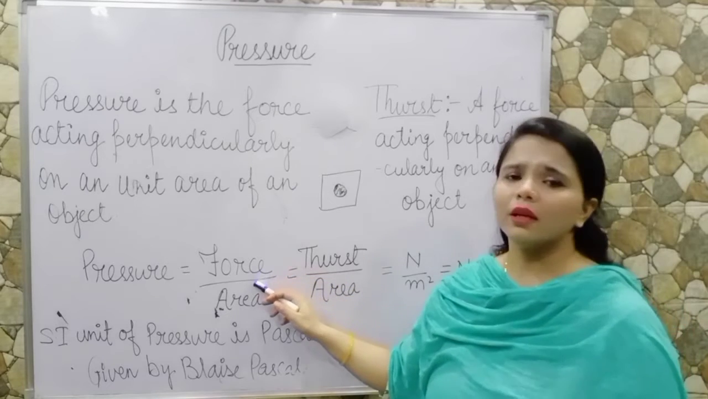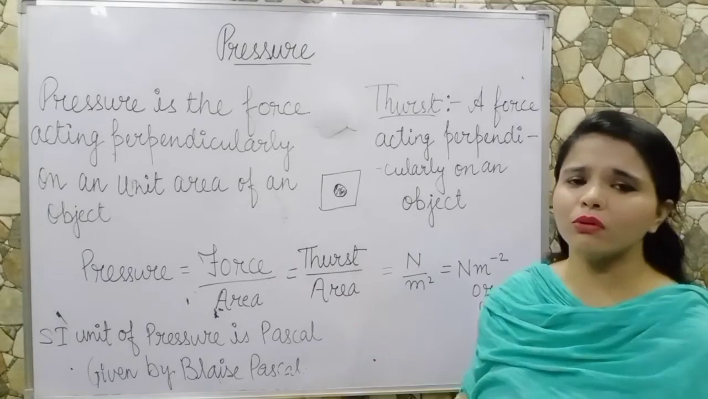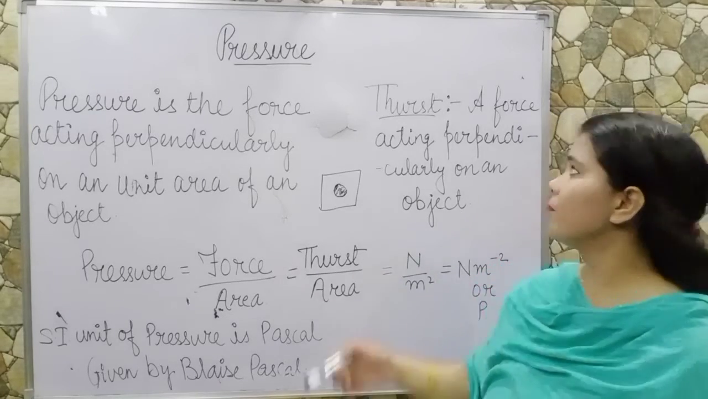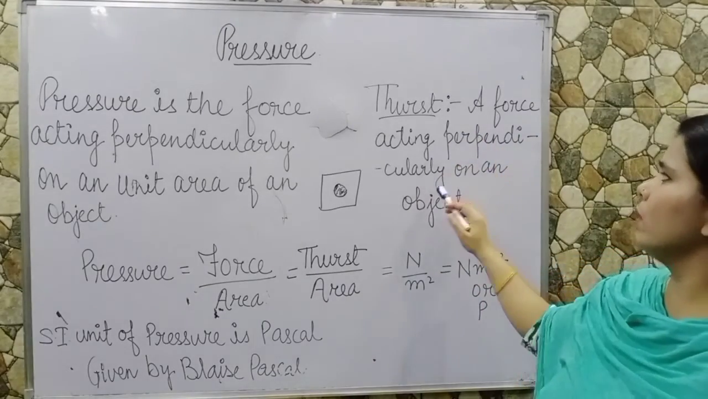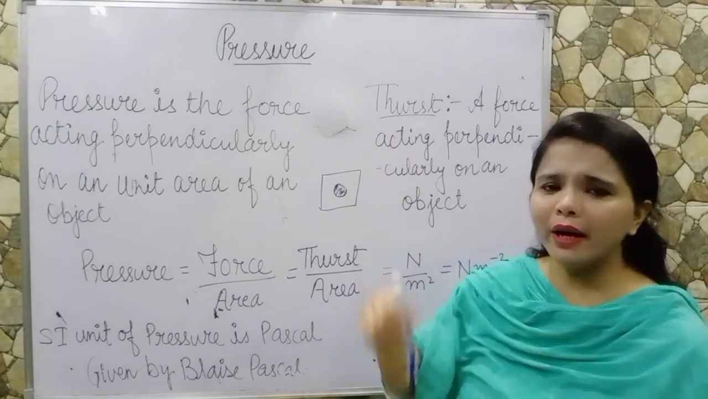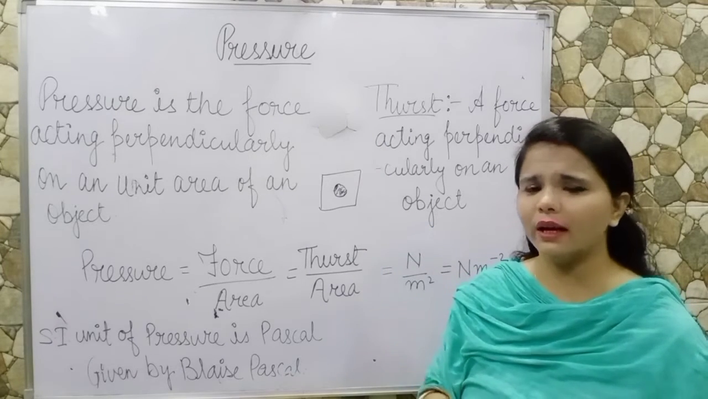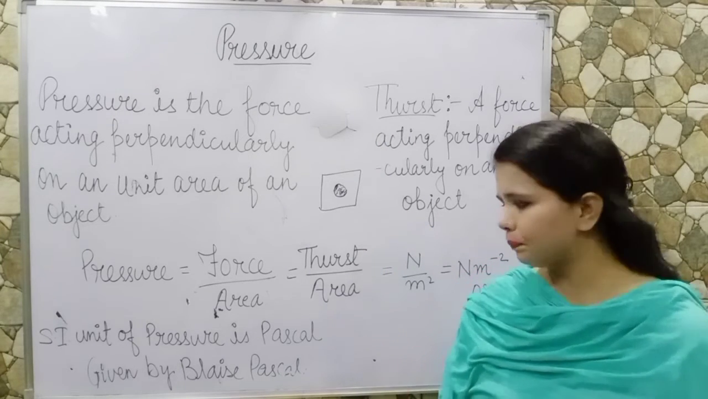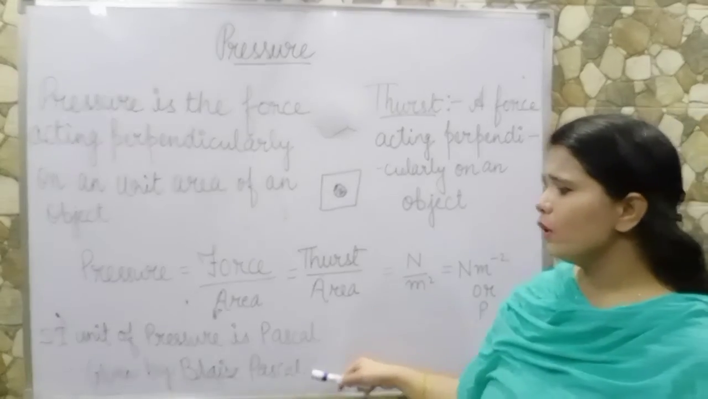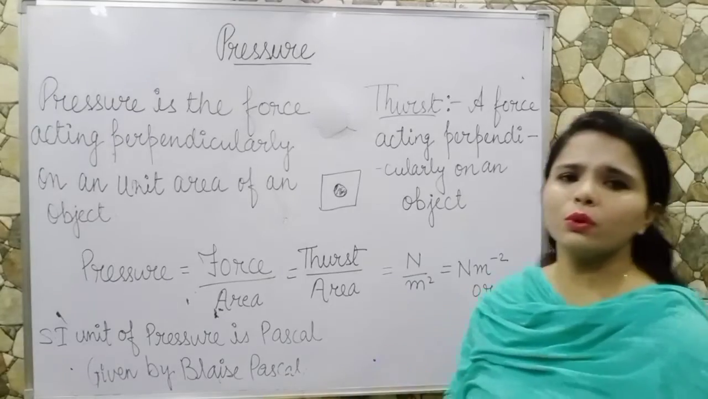Pressure, force upon area, is equal to thrust by area. Now you ask, what is thrust? Thrust is a force acting perpendicularly on an object. That force which is acting perpendicularly, acting at a 90-degree angle on an object, is called thrust. The SI unit of pressure is Pascal or Newton per meter square.